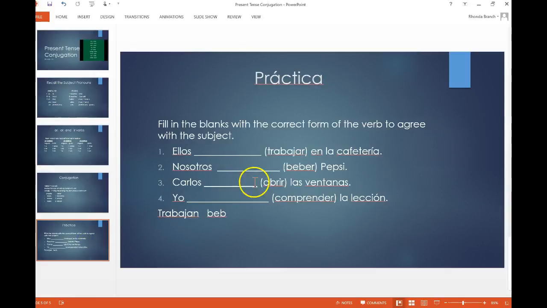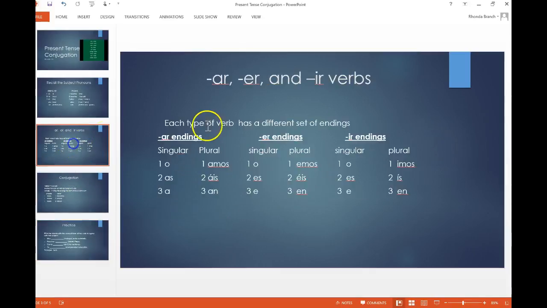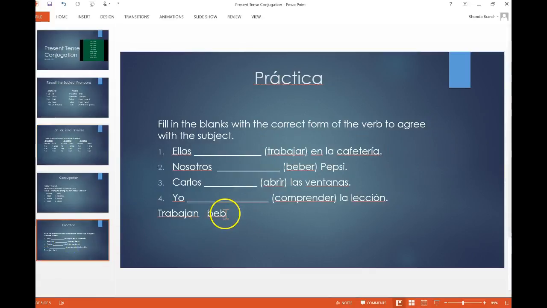So let's go back. What kind of verb do we have? In this case, we have an ER verb. So that means that we would have to use the ER endings. And if you look under your ER endings in first person plural, you see EMOS. So that would be the ending that you would attach to the end of beber. Nosotros bebemos Pepsi. We drink Pepsi.